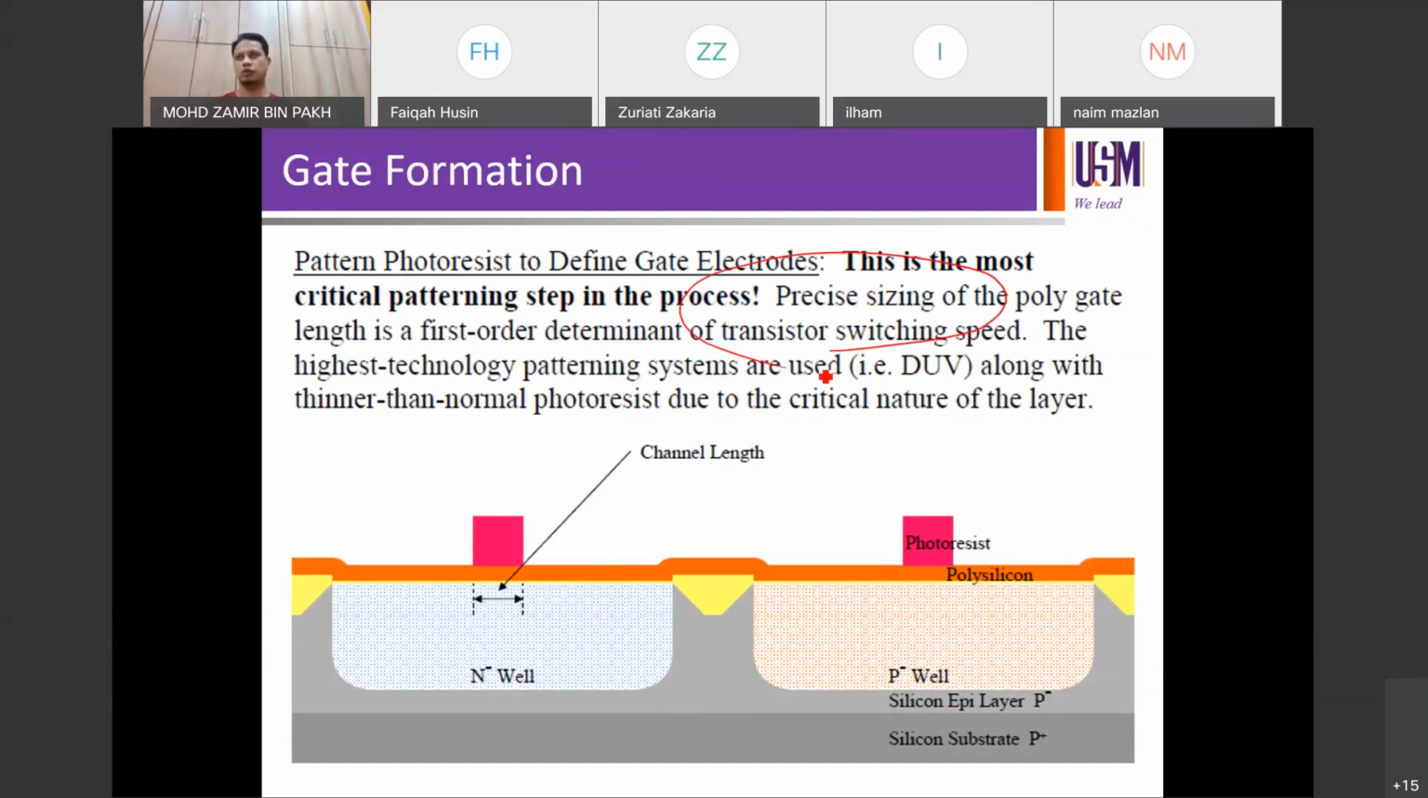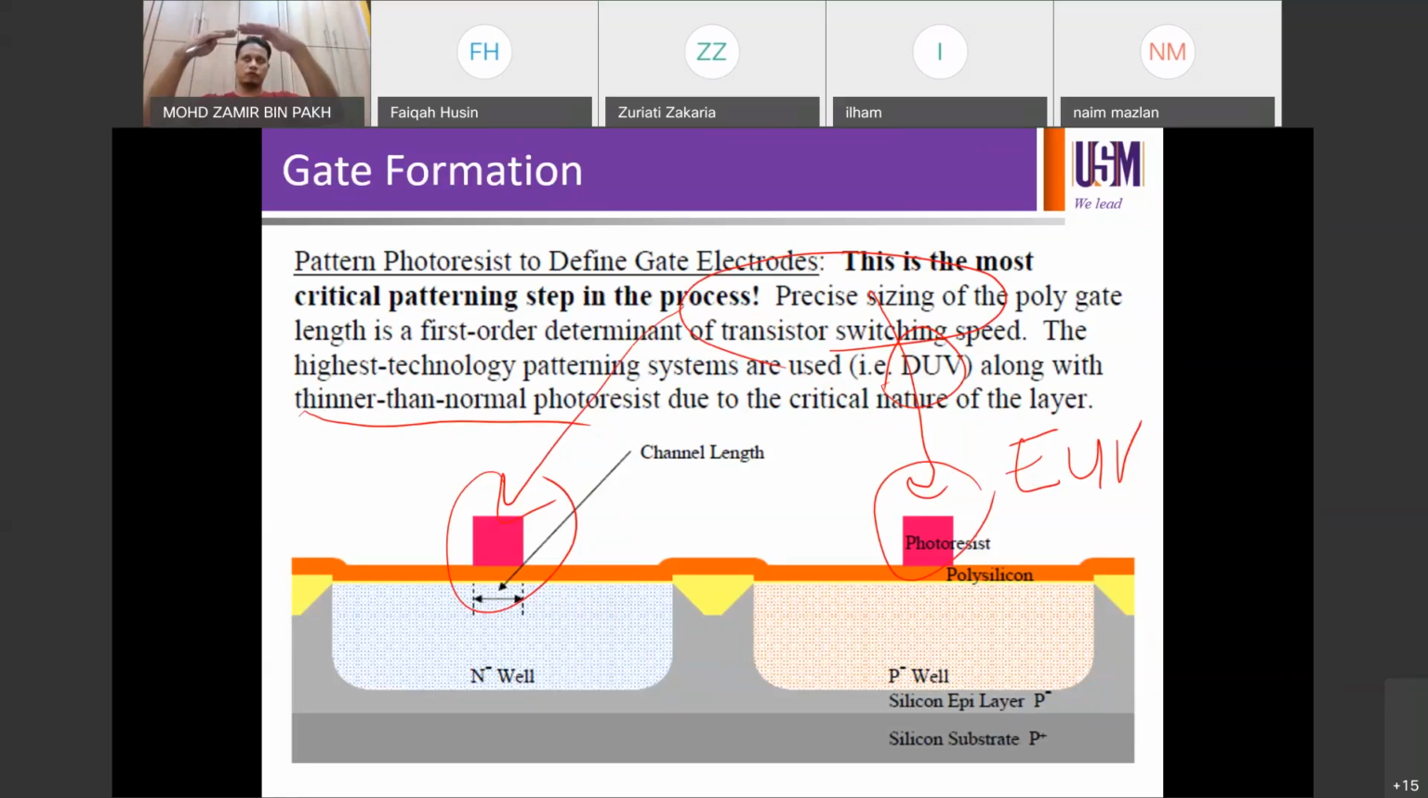Now we're talking about what? 2 gigahertz, 3 gigahertz. So it's defined by this guy, right? Defined by this guy. So if this guy is not correct, then your speed will not be correct as well. The highest technology patterning system are DUV. So this time it's DUV, but now it's EUV, right? EUV along with thinner than normal photoresist. So when you go for smaller technology node, your photoresist thickness is going to be low as well, correspondingly, due to the critical nature of the layer. So we now do the patterning of your photoresist on the polysilicon, right?